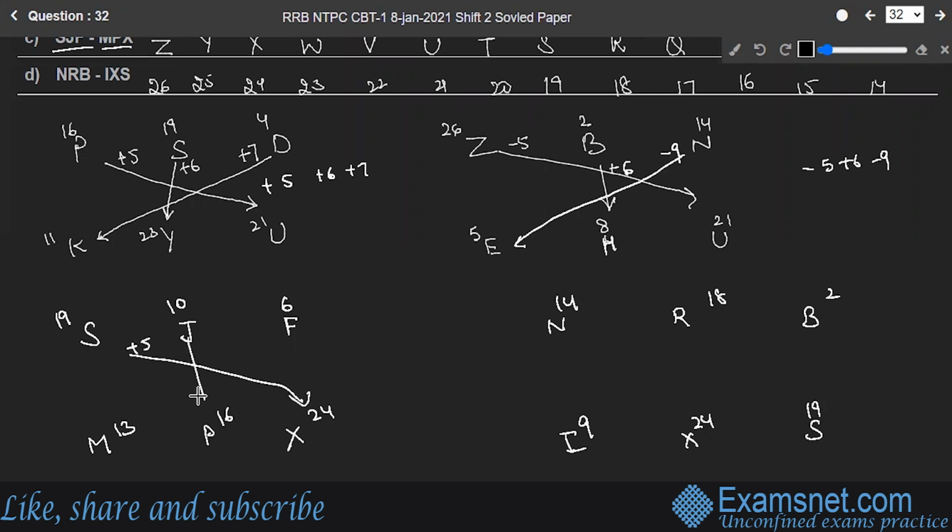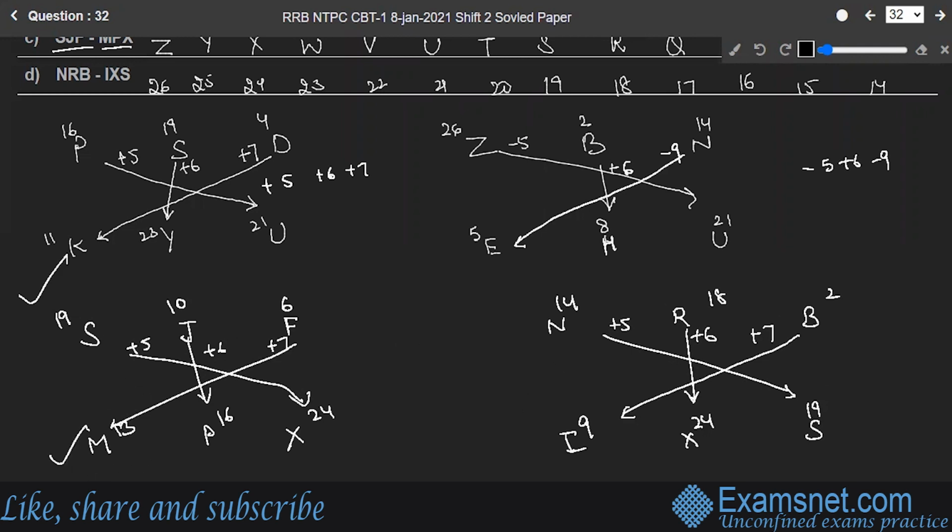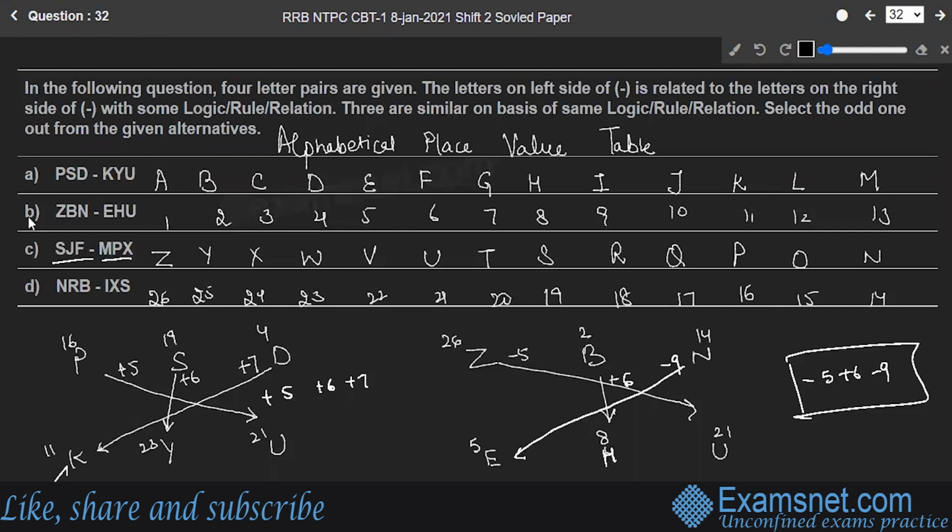Okay. So +5, +6, +7, +5, +6, +7. So I think in this, and this, we are having the same logic, +5, +6, +7. This is the odd one out with -5, +6, and -9. That means we got our answer. Option B is the odd one out. So this is the correct answer to our question.